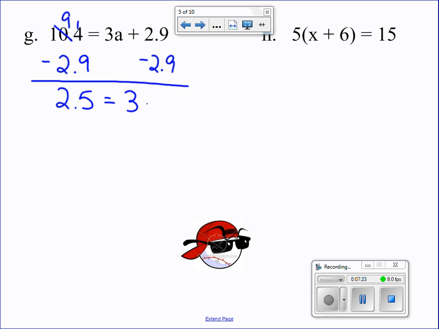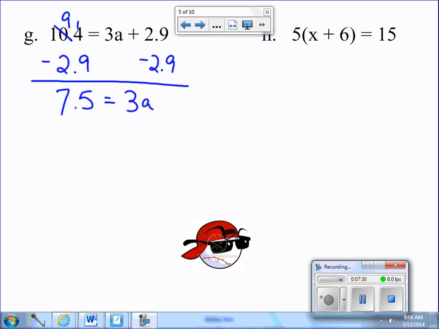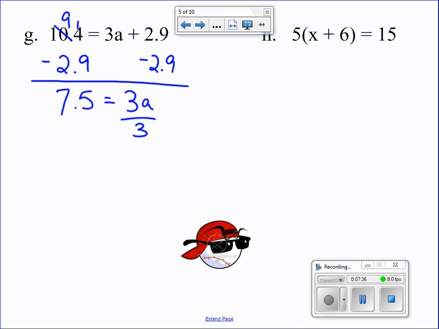Now I have 2 5/10 is equal to 3a. Again, I'm trying to get the a by itself. So after I corrected it, 7 5/10 is equal to 3a. I'm going to divide each side by 3.